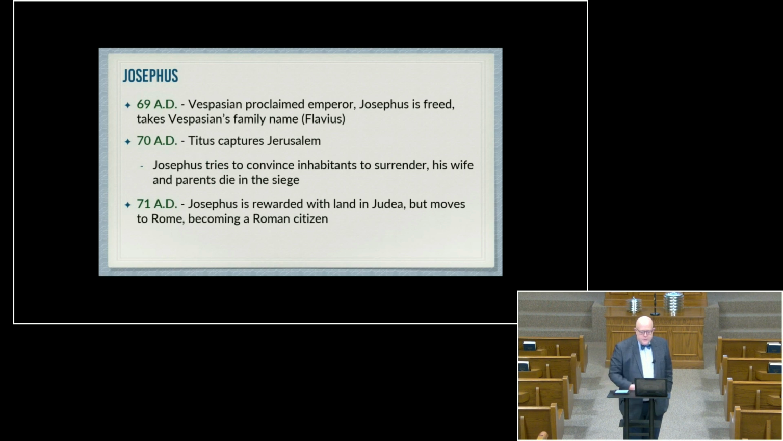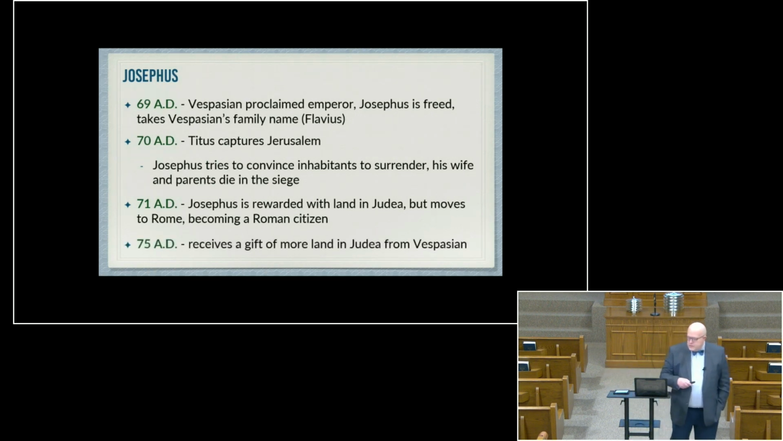Well, Josephus is most important for us. 75 AD, he receives a gift of more land. Josephus is most important for us because he records all of this. He writes about the Roman rebellion. Or in fact, the best source of information we have about the Jewish rebellion is Josephus. Just like 1st and 2nd Maccabees are the best sources for the Maccabean revolt, this is the best source for the Jewish revolt. And he also writes a whole lot of books about the Old Testament.